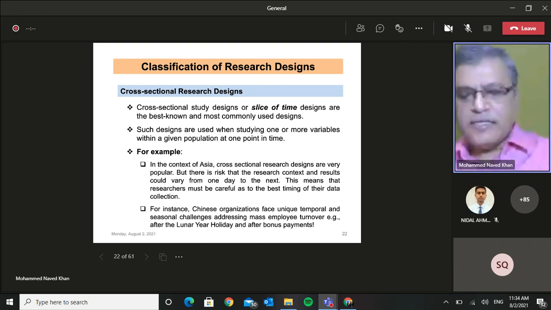Though longitudinal designs can be followed, in case of, say, consultants or large commercial organizations, they can go for it, but as far as we are concerned, we generally do not go for it.